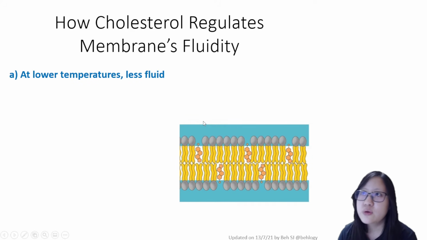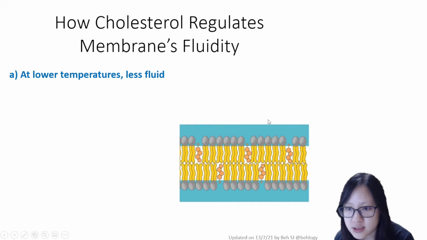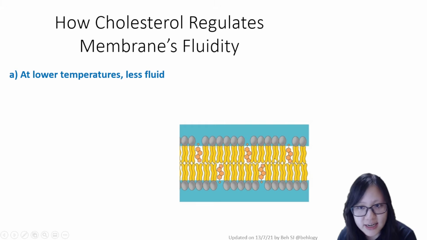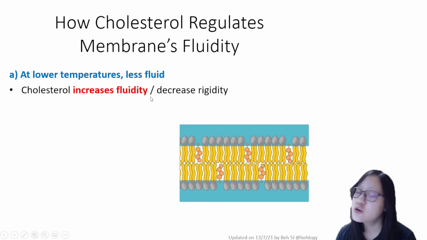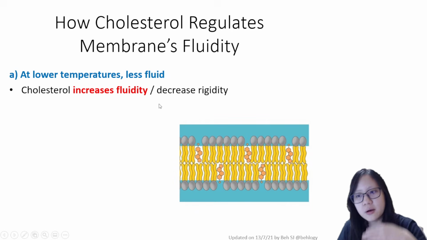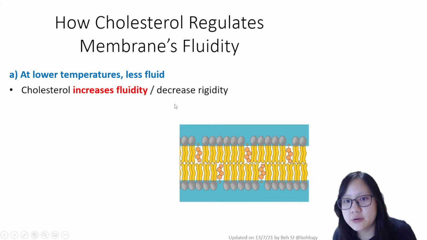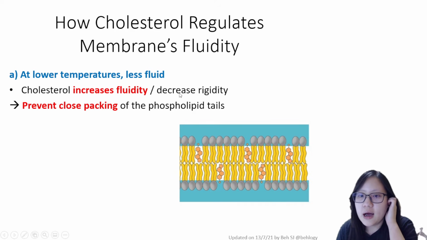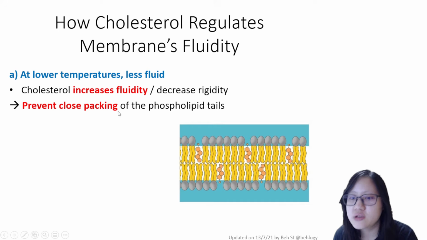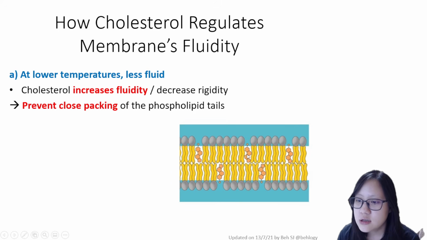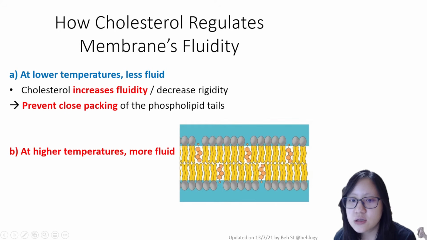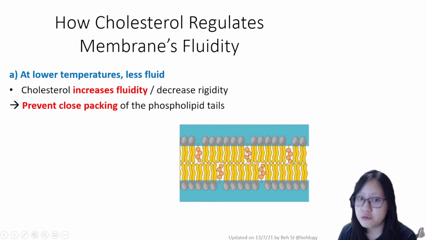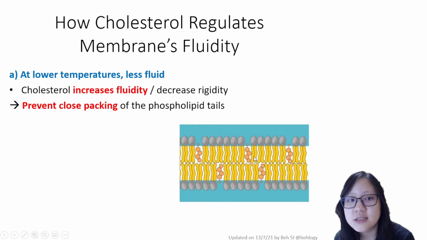Now, let's have two scenarios. At lower temperatures, the membrane is less fluid, correct? Less kinetic energy, less fluid. So how does cholesterol function? It increases fluidity. So it pushes it back up to an optimal kind of fluidity. And it does this by preventing close packing of the phospholipid tails. Because it's hanging out in between these phospholipid tails, it gives them a bit of space so the phospholipids can move around. It's all about the packing, yeah?